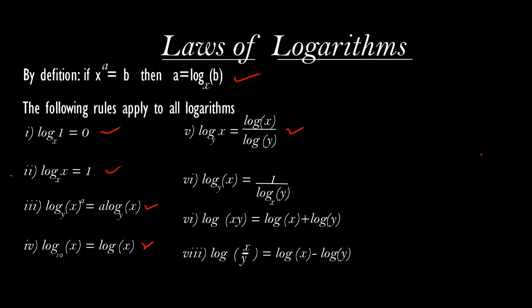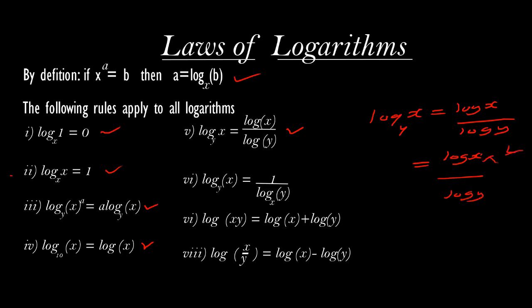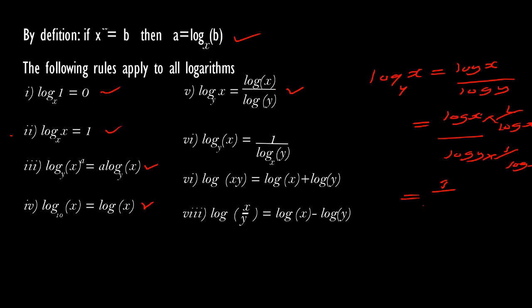The next rule, Roman number 6: if you have log x to base y, that is simply 1 over log y to base x. So one is the reciprocal of the other. So log x to base y is just log x over log y. So if you multiply both the numerator and denominator by 1 over log x, it's like taking log x in the numerator back down in the denominator. So in the numerator is 1 over log x times log x, and the denominator again is multiplied by 1 over log x. It's like multiplying with 1.